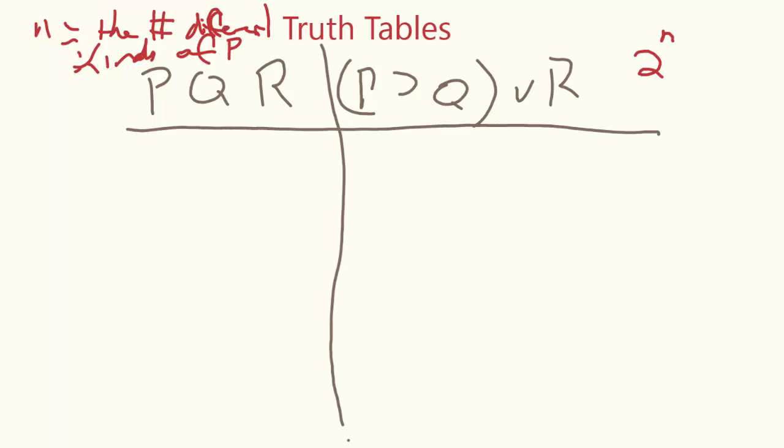So in our case, the number of rows, the number of lines that we're going to need, is 2 to the third power, because there's 1, 2, 3 different kinds of propositions. So 2 to the third power is equal to 8. So we know that in order to exhaust all combinations of truth value, we need 8 rows. We're going to need 8 lines.